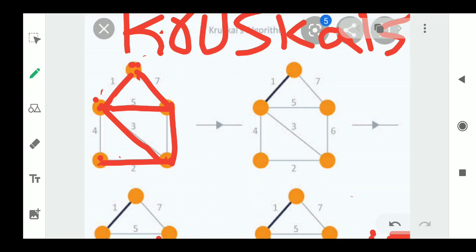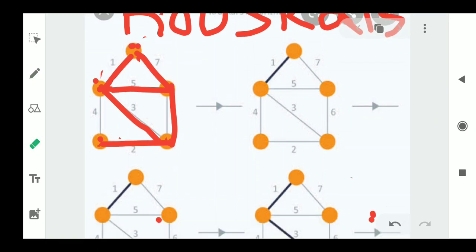Among all the neighbor vertices for this particular node, which is having least cost? This is having 5, this is having 7, and this is having 6. So 5 is the least cost, so I remove these two things. See, this is the tree now. No circuit has formed, but all vertices are connected.